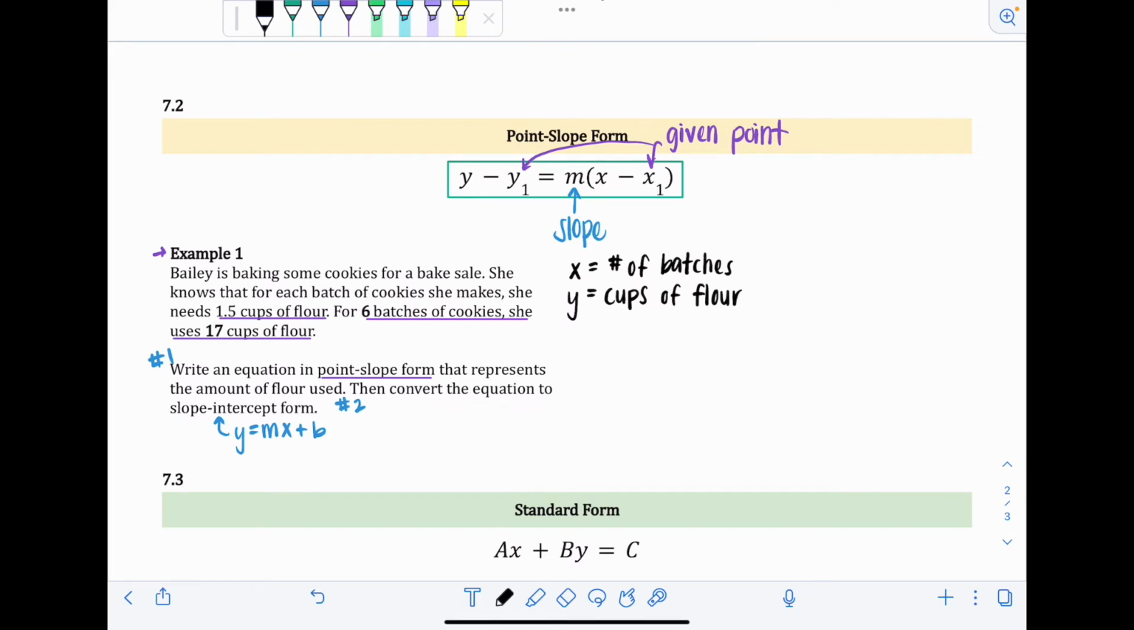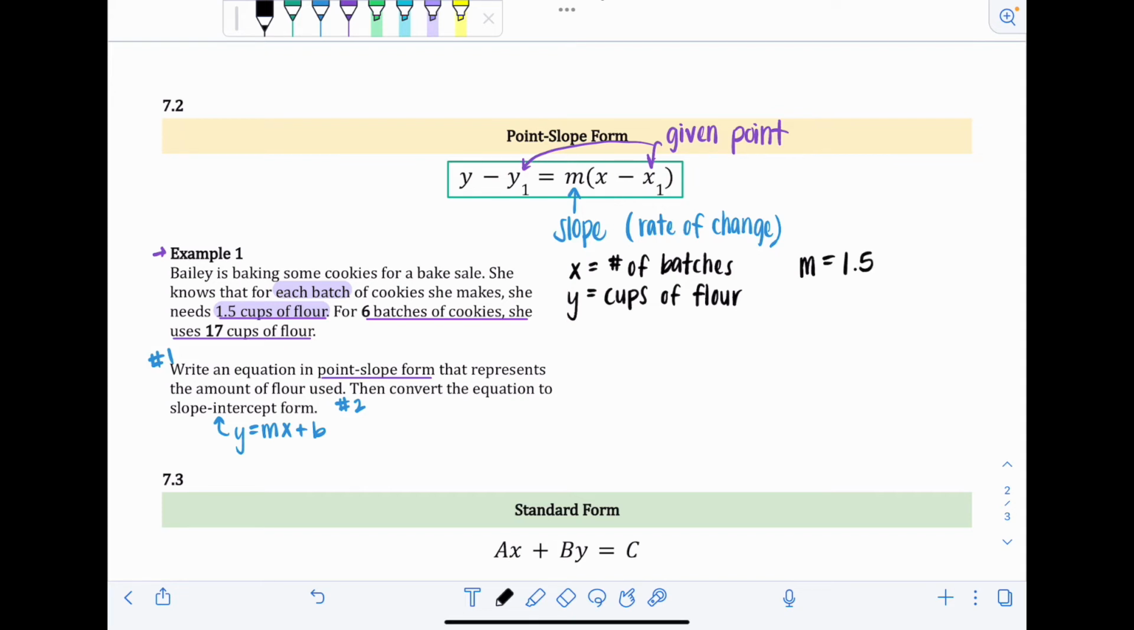And then when we're trying to find our slope, remember that I said that another phrase for slope is the rate of change. So kind of like the rate at which she's using flour. And it says right here that she needs 1.5 cups of flour for each batch. So that 1.5 cups, that's going to be our slope. That's the rate of change. That's the rate that she's using up flour per batch. So we can say that m is 1.5.